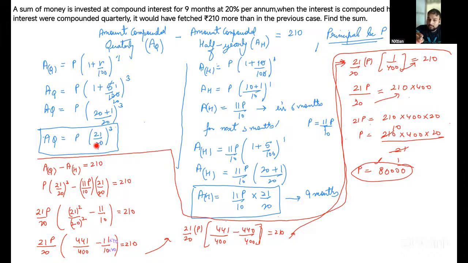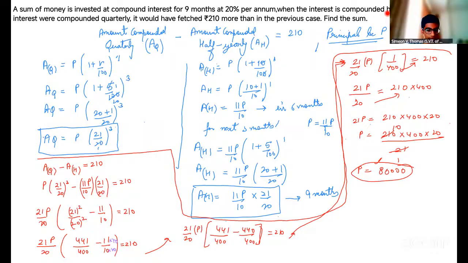Now for the amount compounded half-yearly, it's a bit tricky. Why? Because it follows 9 months, and for the 9 months it is compounded half-yearly. So first, we calculate for the 6 months, and whatever the amount becomes for the 6 months becomes the principal for the next 3 months. Did you understand again?